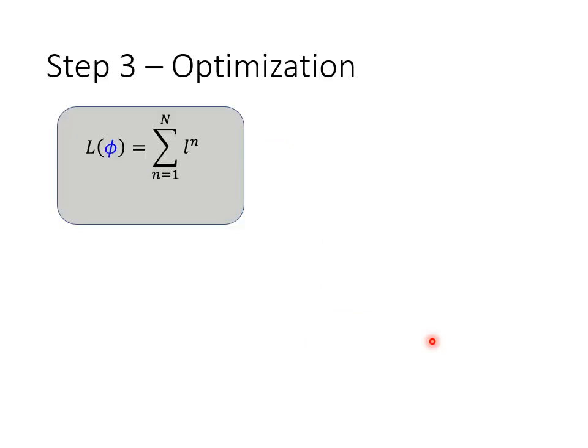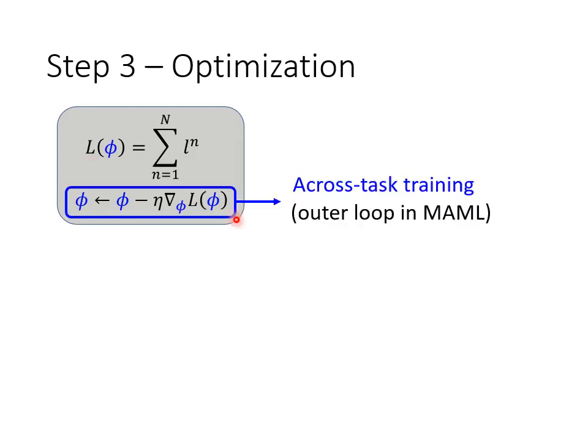Then we have step 3. We have to do optimization. We already have our phi. We already know that our phi is the initial parameter. We have our loss function, capital L. Then what we only have to do is use gradient descent to optimize phi. And this is across-task training, or it is called the outer loop in the original paper of MAML.